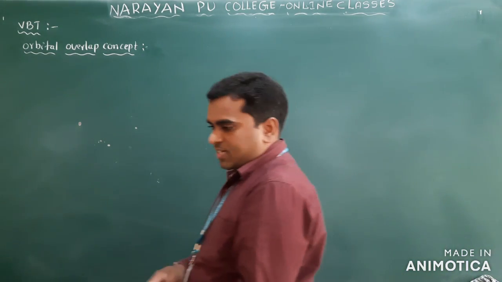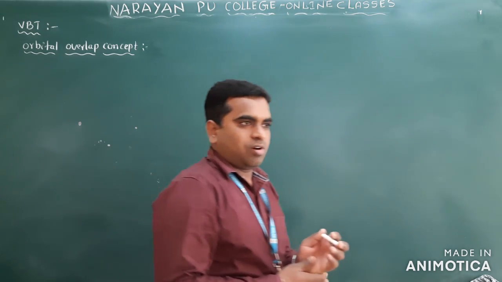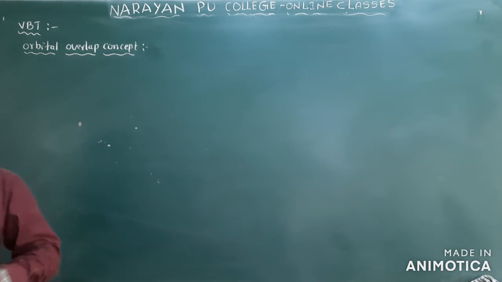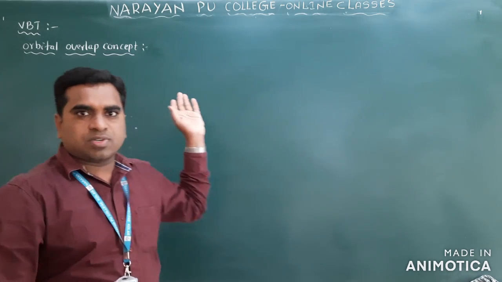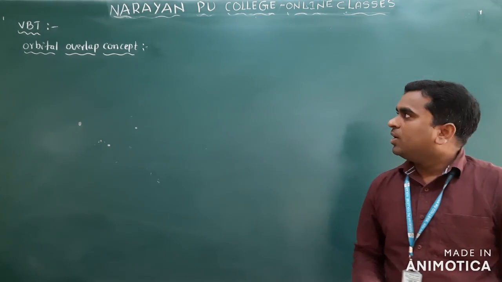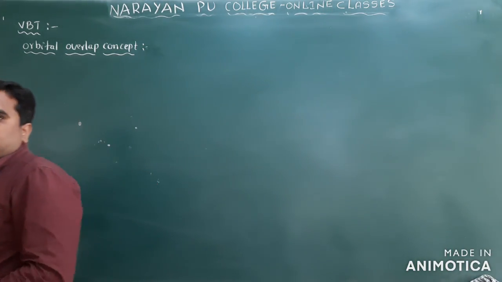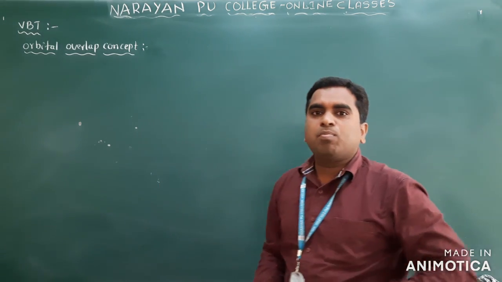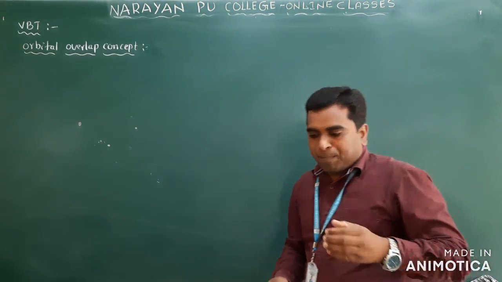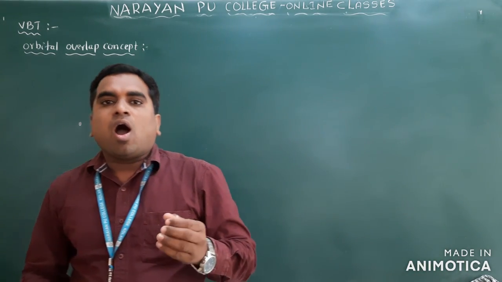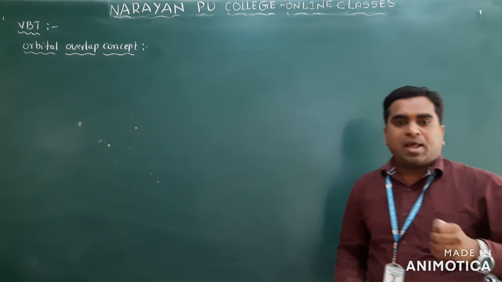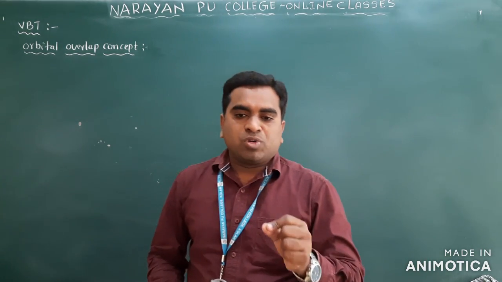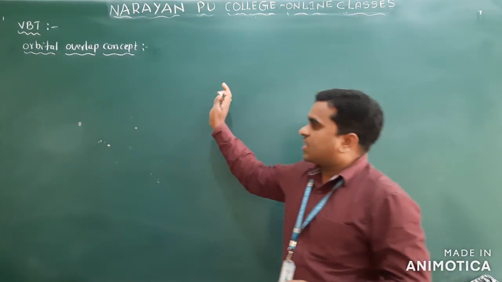So in the last class we discussed VBT in terms of energy consideration. Another concept here is the orbital overlap concept of covalent bond. So we will discuss the orbital overlap concept in this class. According to this concept, the covalent bond is formed by the partial overlap of two half-filled atomic orbitals containing electrons in opposite directions. So that is the concept here.